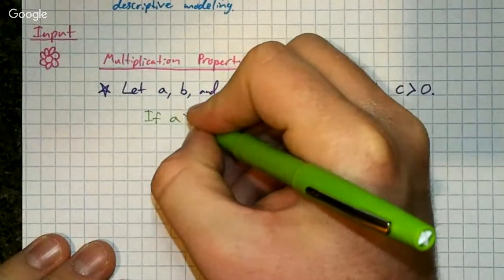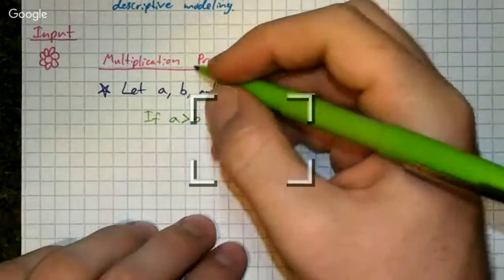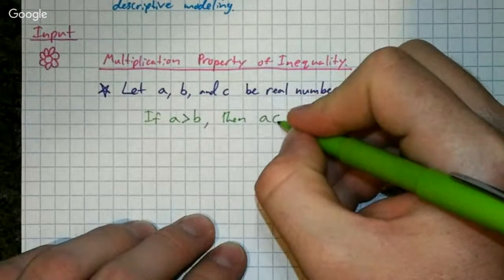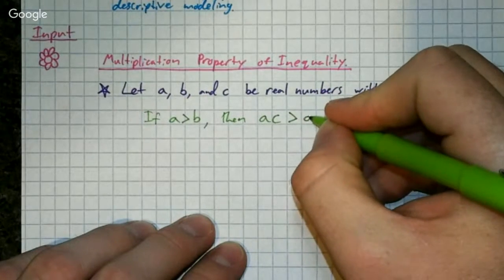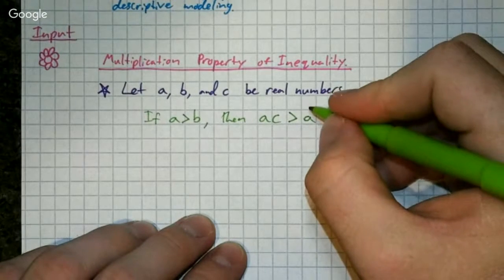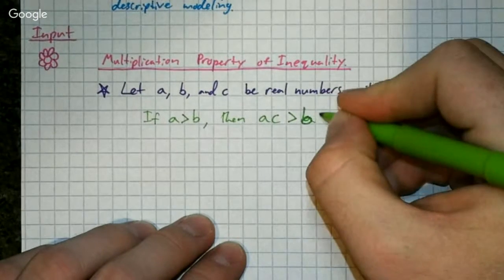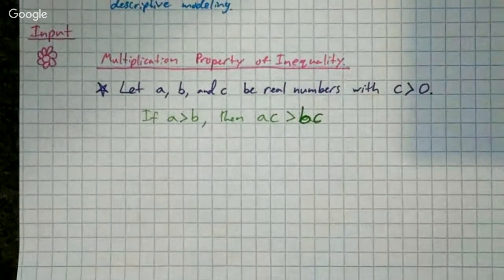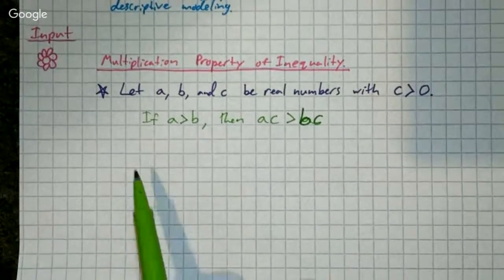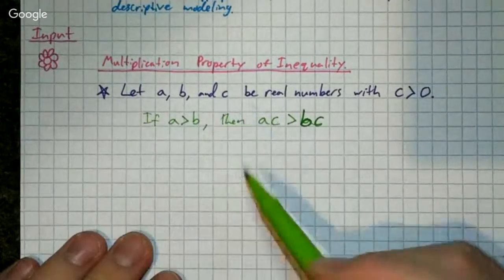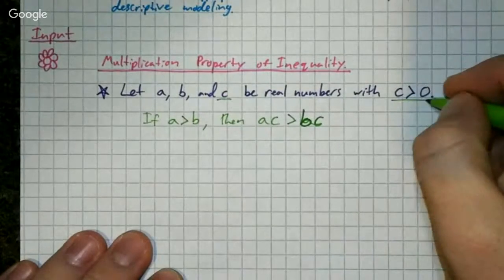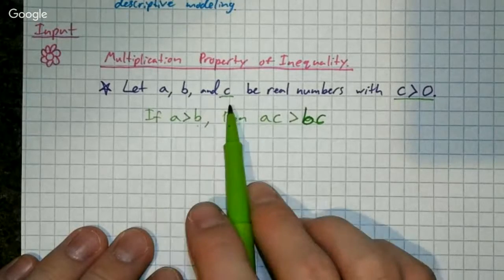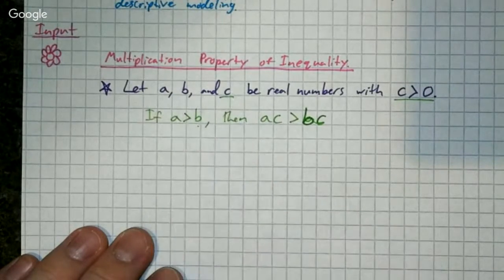If A is greater than B, then A times C is greater than... oh, I totally messed that up. B times C. That's the first part. So if A, B, and C are all real numbers and C is greater than 0, then if A is greater than B, A times C is greater than B times C.